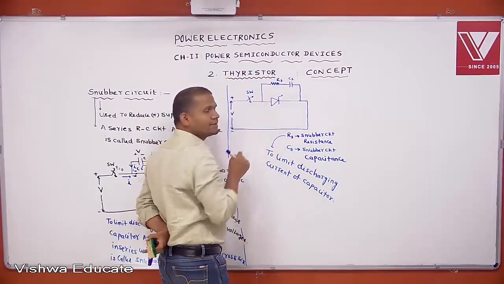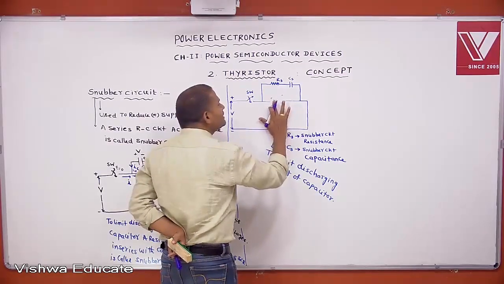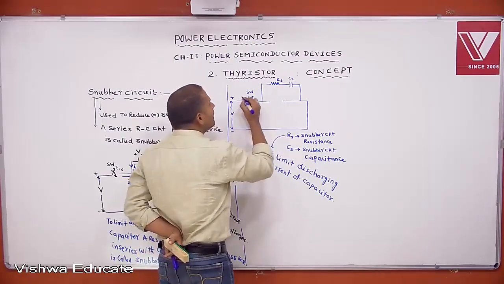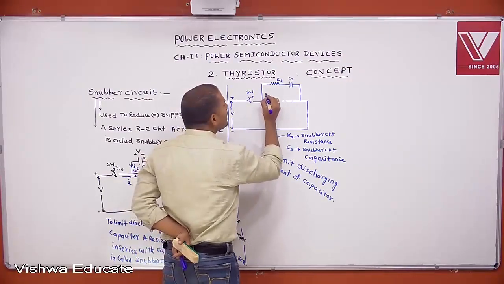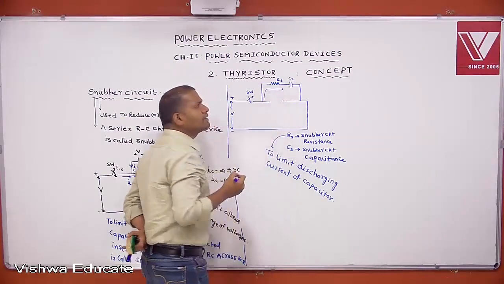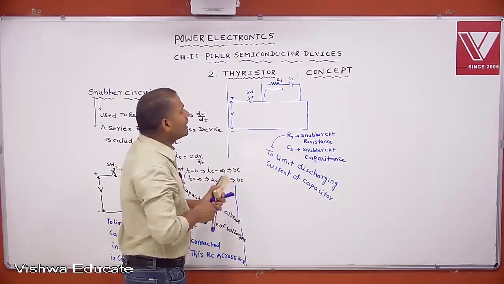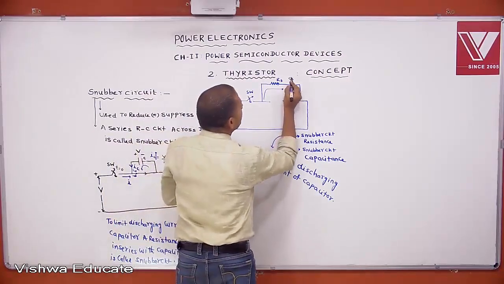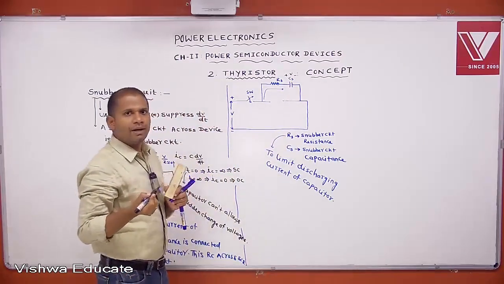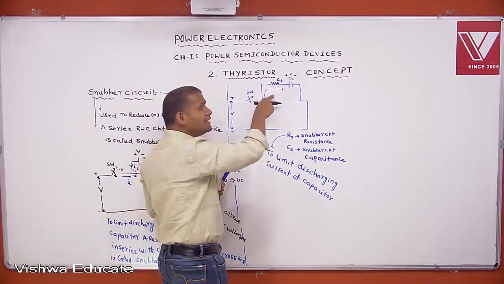During discharging of capacitor. But let us assume that the thyristor is under forward blocking mode. Whenever the switch is closed, then the capacitor starts charging with a positive, negative V. But no need of any resistance during charging.